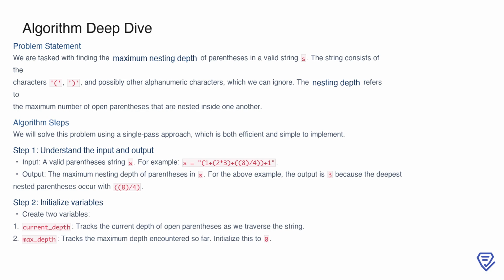To solve this efficiently, we use a single pass approach. First, we initialize two key variables. The current_depth variable keeps track of the depth of open parentheses as we traverse the string, while the max_depth variable tracks the deepest level of nesting encountered so far. Both are set to 0 at the start. With this setup, we can dynamically calculate the maximum depth as we process each character in the string.